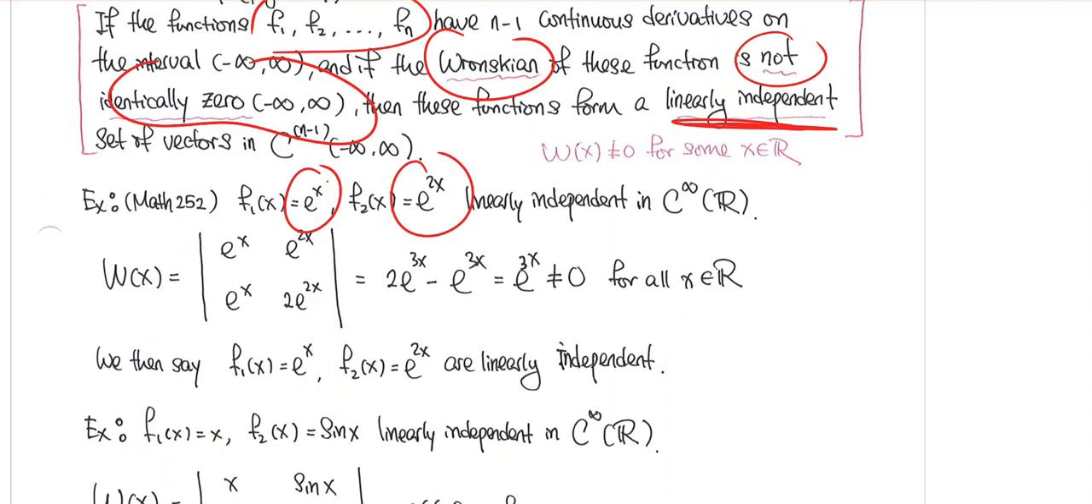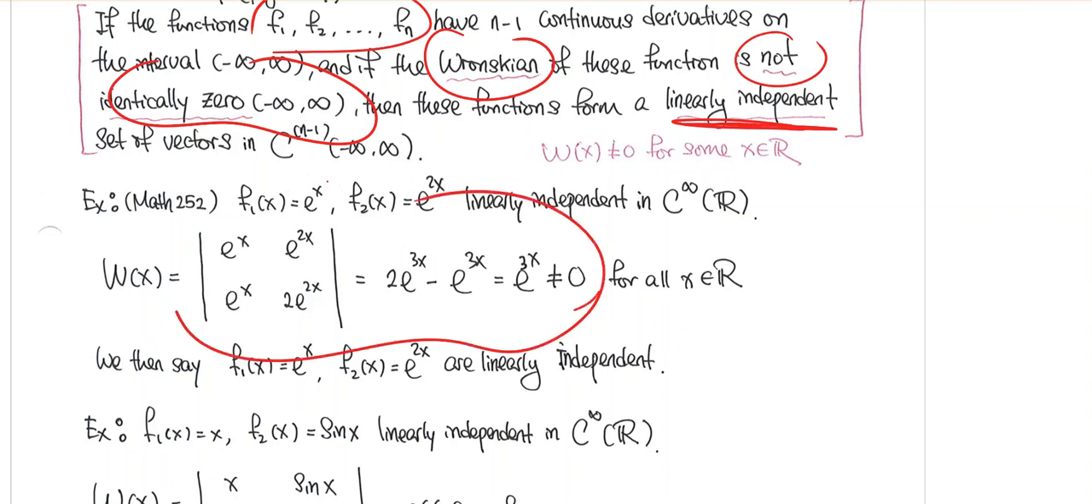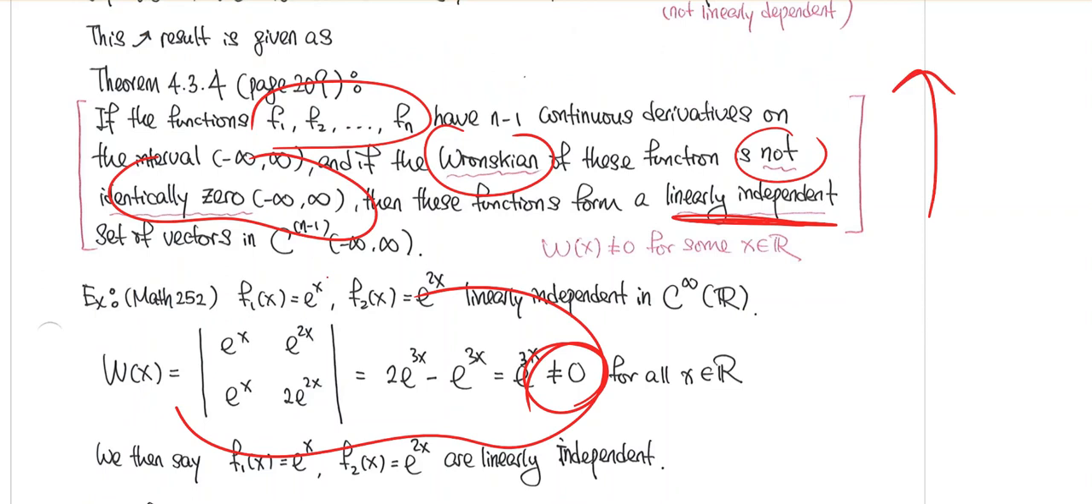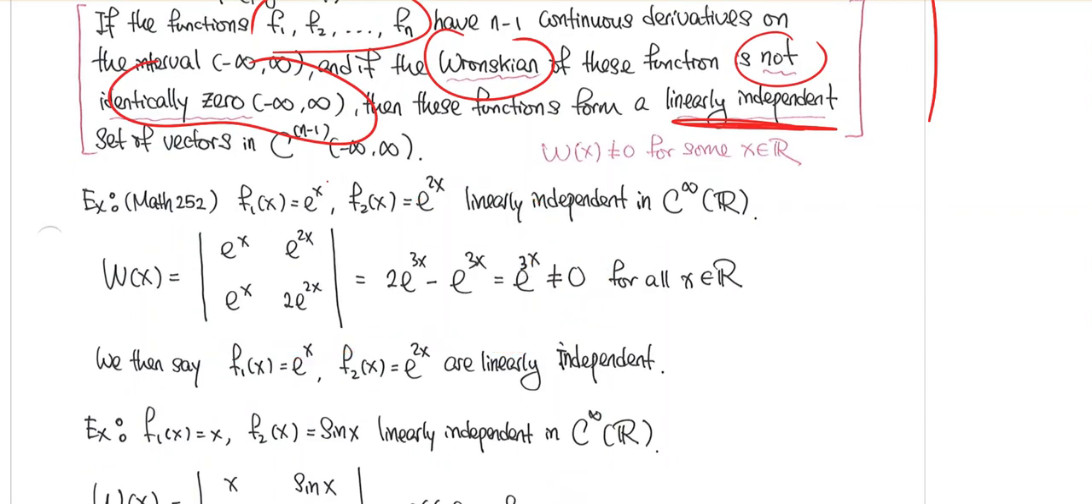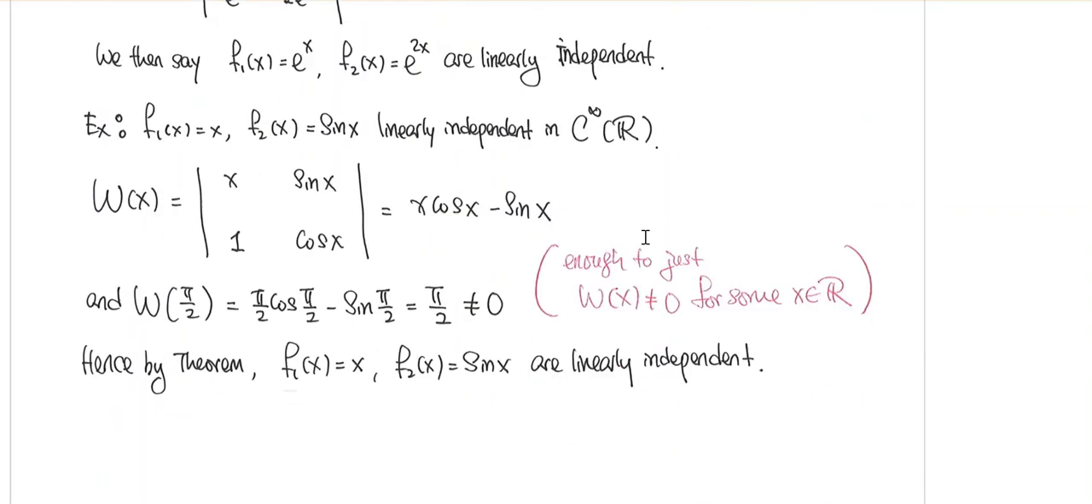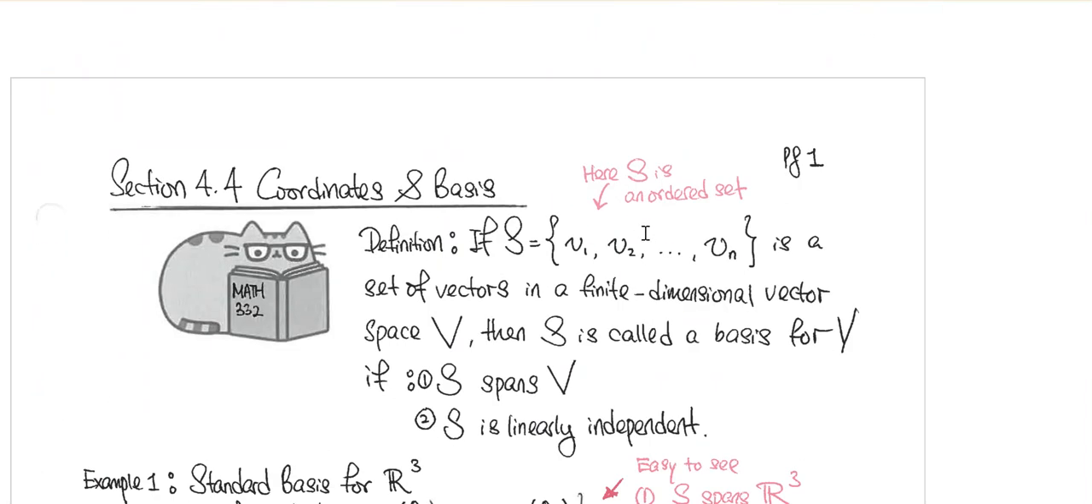And the answer is no, because if you compute the Wronskian, you get non-zero. The proof is up there, I'm not going to talk about it now. You get non-zero for all the x values, so we say that these two functions are independent. That's what the Wronskian gives you. So the theorem says that if the Wronskian is not identically zero, then these are linearly independent functions. So these are the concepts of linear independence.